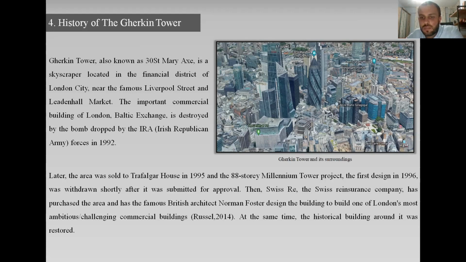Swiss Reinsurance Company purchased the area, and the famous British architect Norman Foster designed the building to build one of London's most environmentally challenging commercial buildings. At the same time, the historical buildings around were restored.